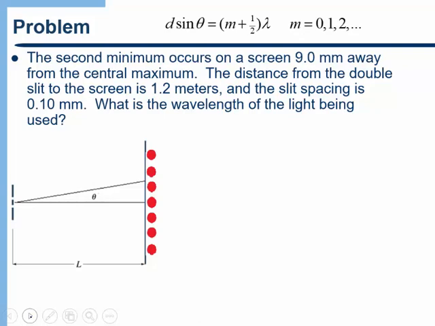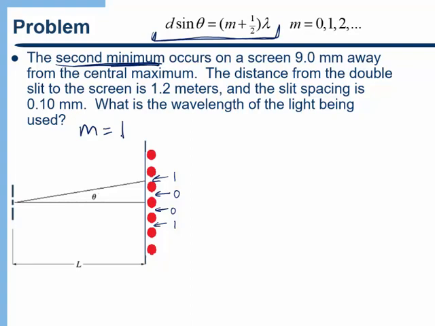So a couple things here. First of all, notice that we're looking for a minimum, so we need the formula with the 1/2 in it for destructive interference. And then also, we've got to make sure we get the correct value of m. Remember that for this formula, the first dark spot on either side of the central bright spot, that's m equals 0. So the second dark spot is m equals 1, and that's what we're looking for. That's the most common mistake students make on exams, is not getting that m value correct. So in this case, we can see that m is equal to 1.